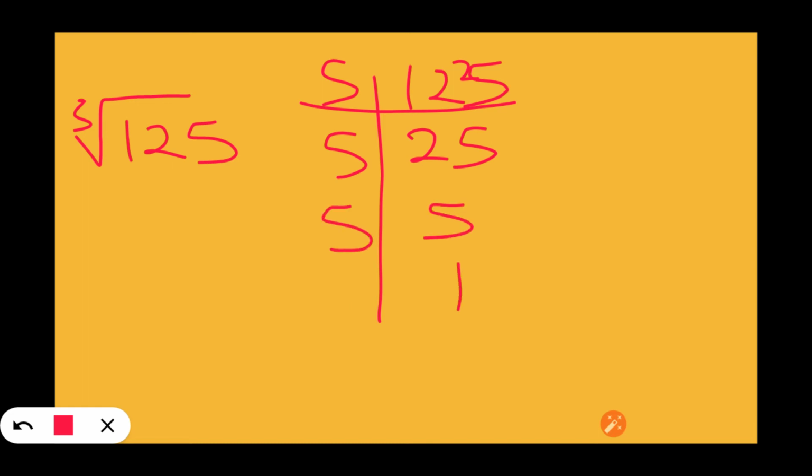I group these in threes. I count 1, 2, 3. This is the first group. So I take one number out of this group, that is 5. Therefore, the cube root of 125 is 5.